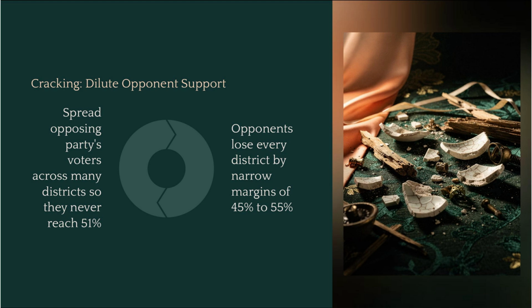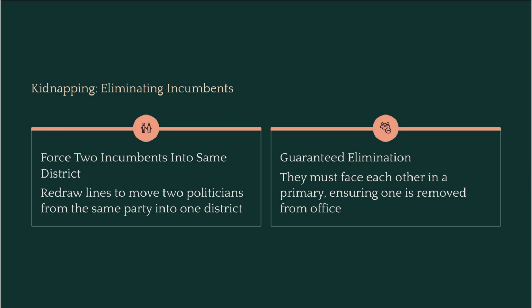They never reach the 51% needed to win. The opposing party wins every single seat by margins of 55% to 45%. Their political voice is effectively silenced, not by losing the argument, but by losing the map. Sometimes, gerrymandering gets personal. This technique is known as kidnapping.